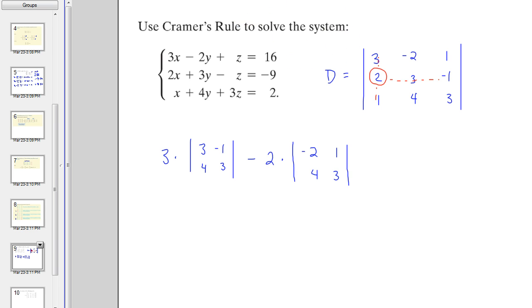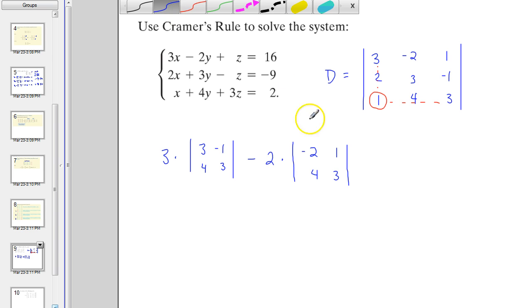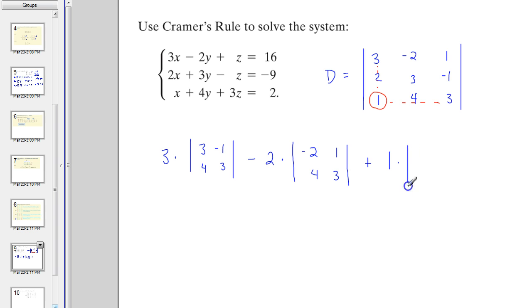Alright, and then finally move down to the last position in that first column. So from the 2 down to the 1, I'm going to eliminate everything above it and out to the side. So a 1 is going to be in that last position. We do go back to keeping the same sign, so this is a plus 1 times, and then the matrix that remains is negative 2, 1, 3, negative 1.